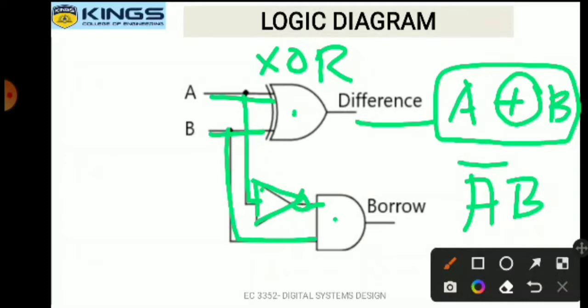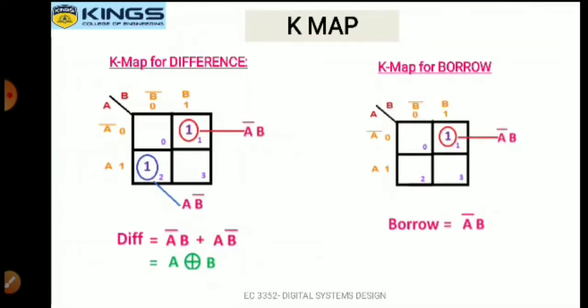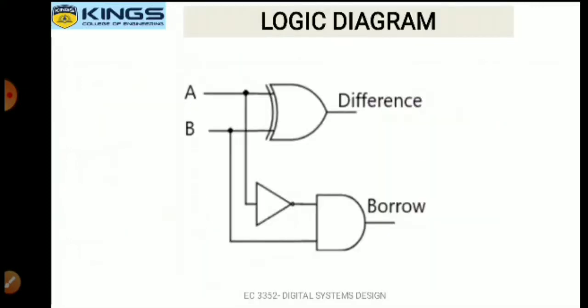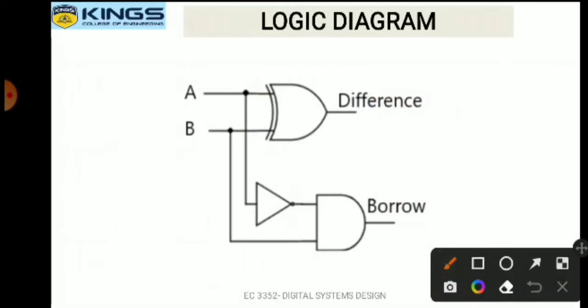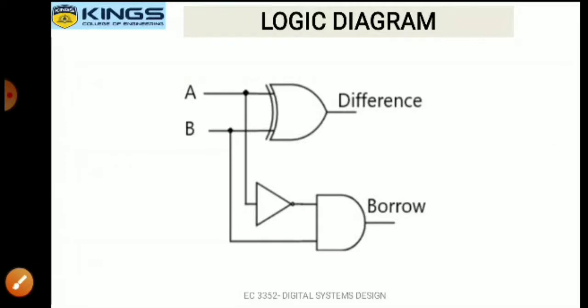So the output will be borrow equal to A bar B. So this is nothing but the logic diagram. The difference equation is A XOR B, and the borrow expression is A bar B. So this is the logic diagram.